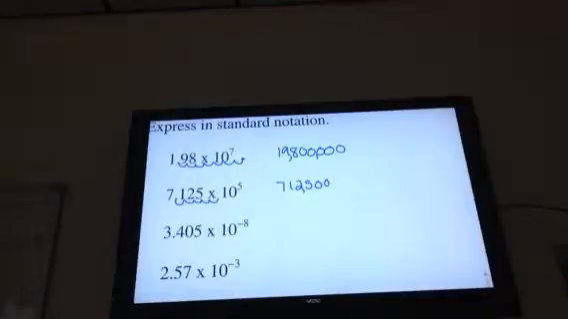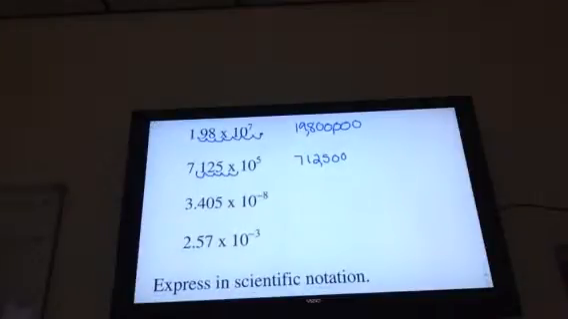So a positive power makes our number big, because 10 to the 7th and 10 to the 5th are really big numbers. When I have a negative exponent on a power of 10, negative powers represent really small numbers. So this time when I do my conversion, I'm going to move my decimal to the left from where it is. So negative 8 means I'm going to move my decimal 8 spots.